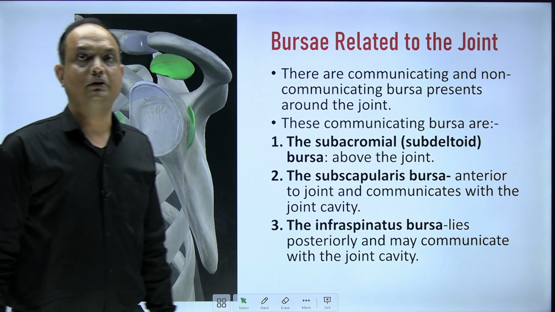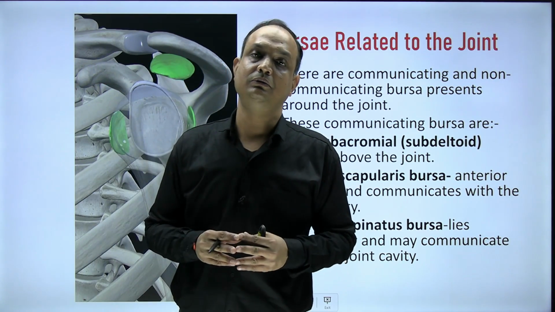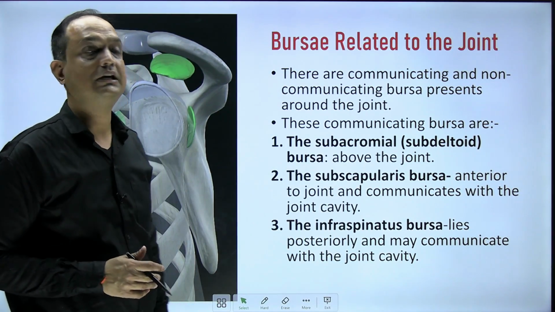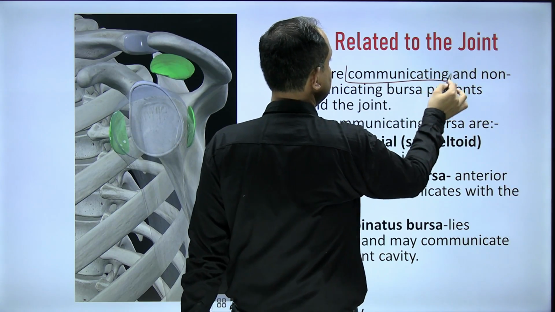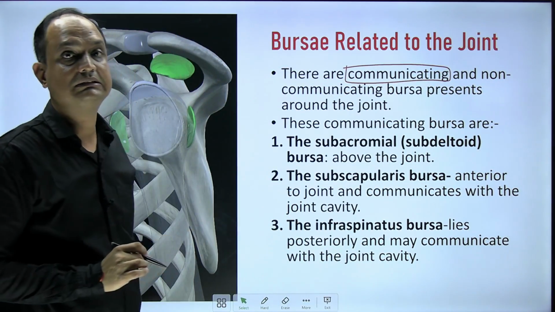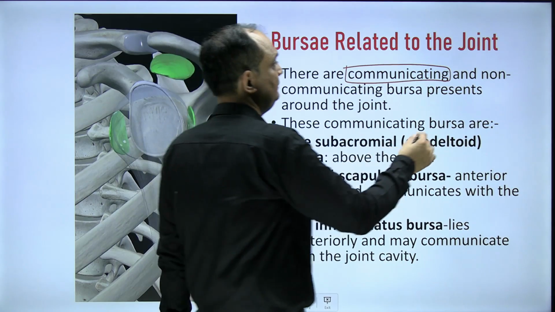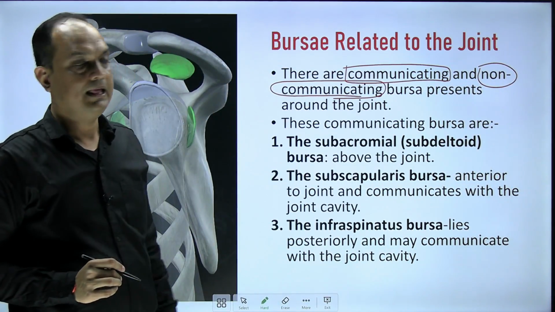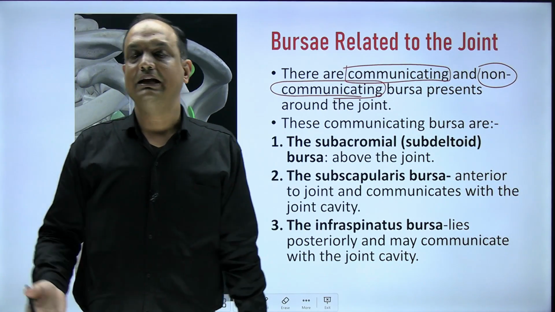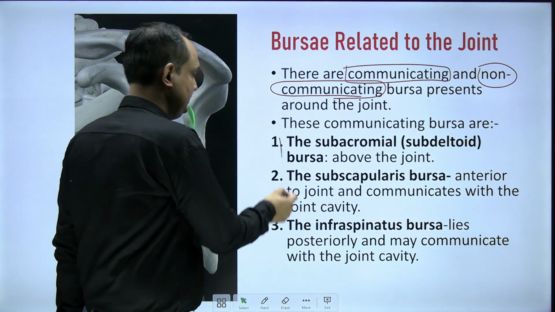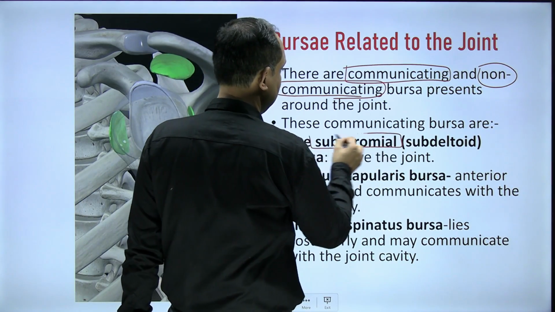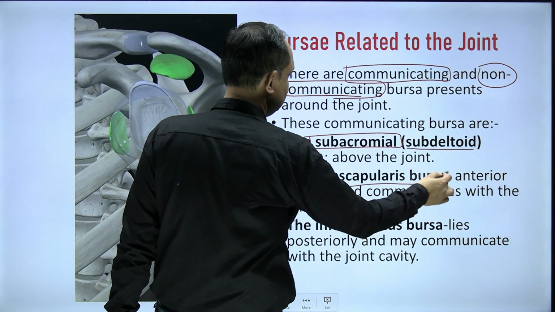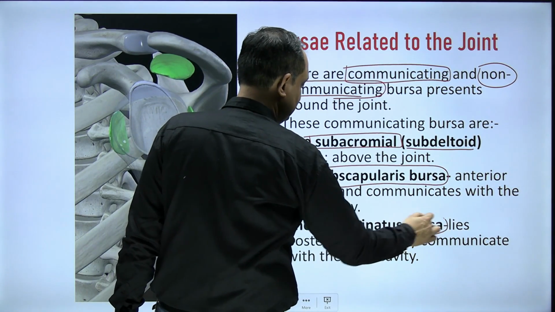Now we'll move to the next point of the lecture, that is bursae related to the shoulder joint. When you look at the bursae related to the shoulder joint, you will find two sets. Communicating bursae, that means bursae having communication with the synovial cavity, and non-communicating bursae, those not having any connection with the synovial cavity. The communicating bursae are more commonly asked in exams. There are three named communicating bursae: the subacromial bursa, also known as the subdeltoid bursa, second is the subscapularis bursa, and the third is the infraspinatus bursa.